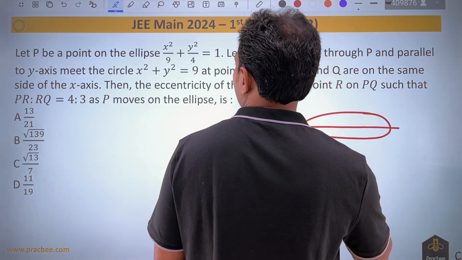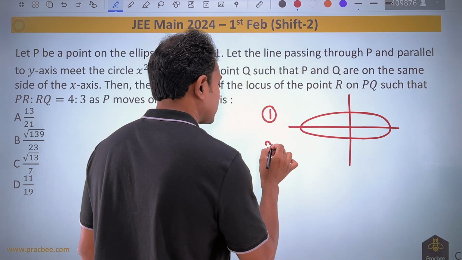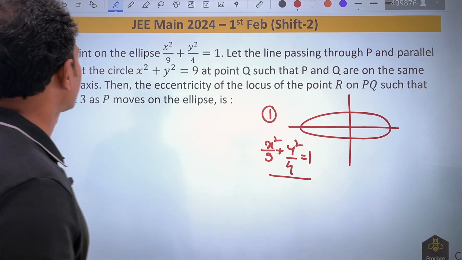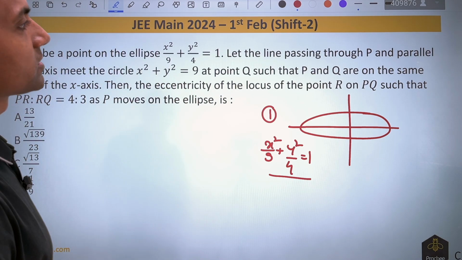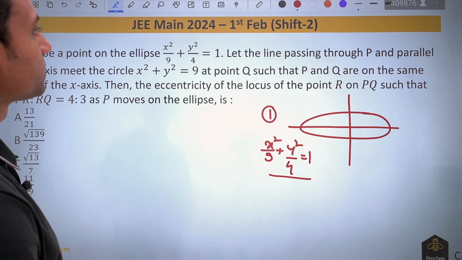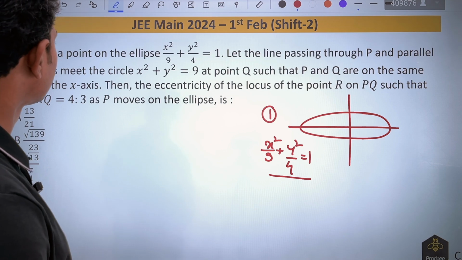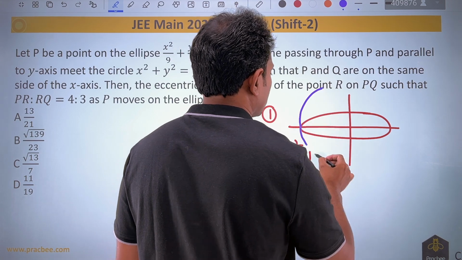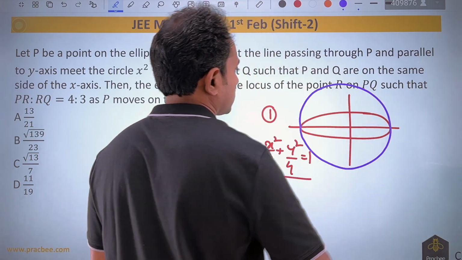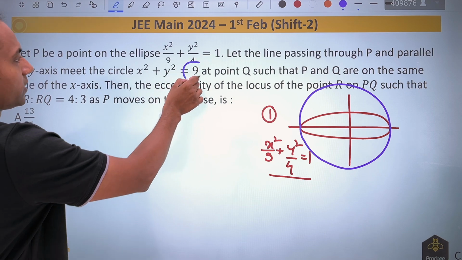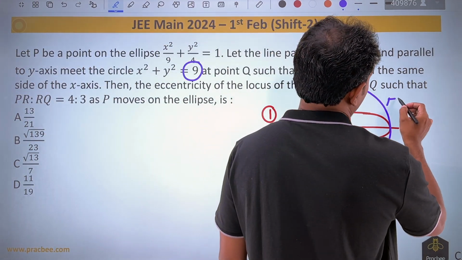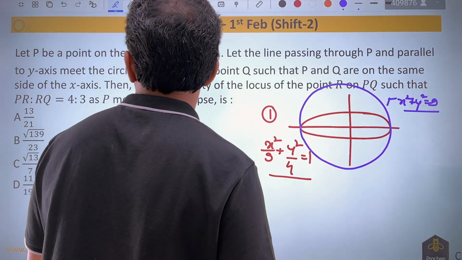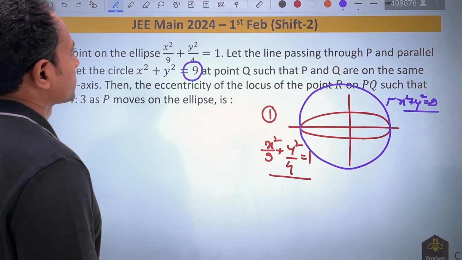This is my ellipse. So this is nothing but x square by 9 plus y square by 4 equal to 1. So this ellipse they have given. Let a line pass through P, where P is a point on this, parallel to the y-axis. Now you have another circle that is given to you, and if you closely observe, this is nothing but an auxiliary circle. So it goes like this. Because of the nature of the radius, you can see that this will become x square plus y square equal to 9.